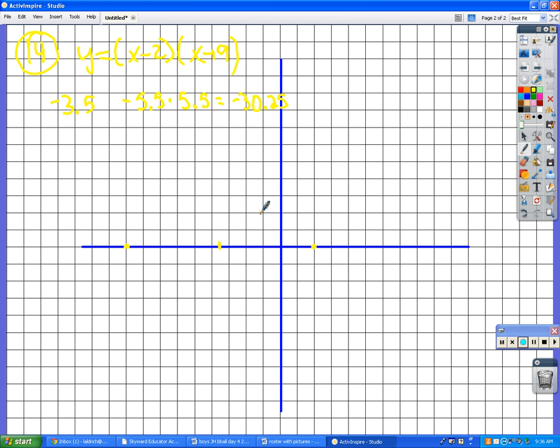All right, so I'm not going to get all the way down to -30.25 going by ones. What do you want to go by? 5. So 5, 10, 15, 20, 25, 30. So right down here at -30.25 is going to be my vertex. Good enough for me.